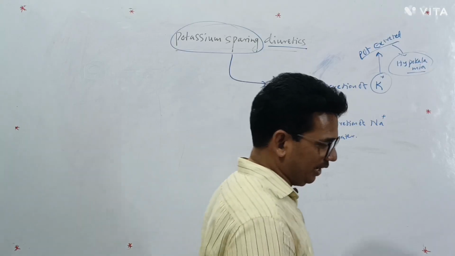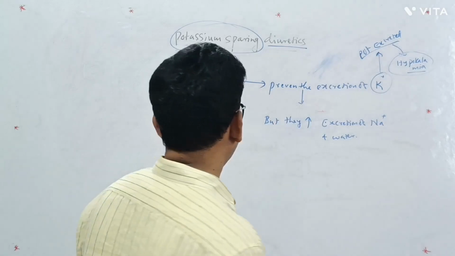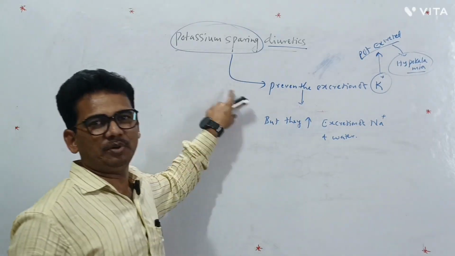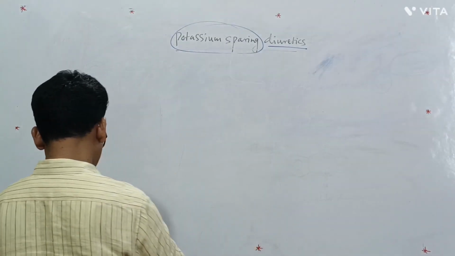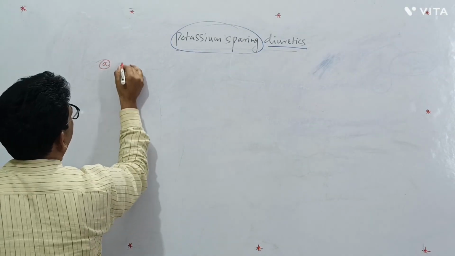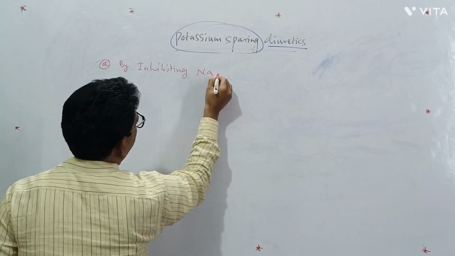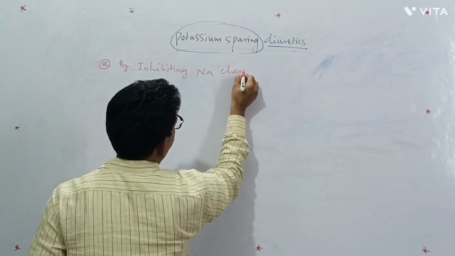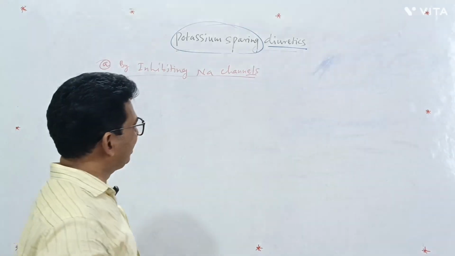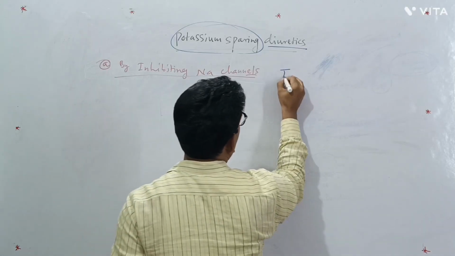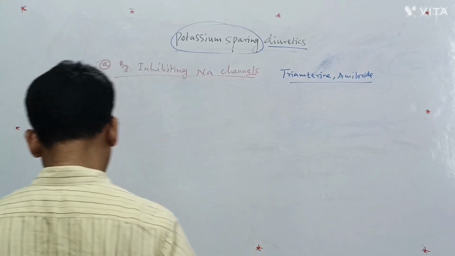Now potassium sparing diuretics, in the last class I already told, are classified into two types. You understood what is meant by potassium sparing diuretics now. The first one produces this action by inhibiting which channel? Sodium channels. For inhibiting the sodium channel, which drugs did I tell? Triamterene and amiloride. We'll go for triamterene now.